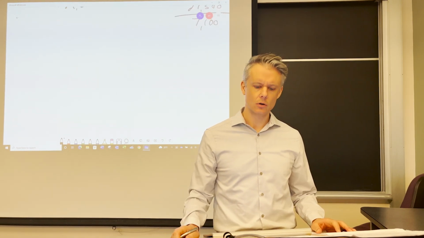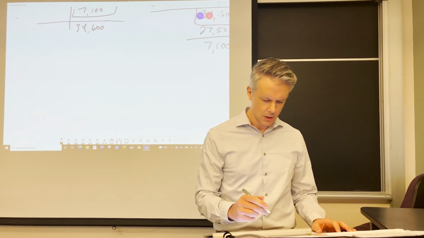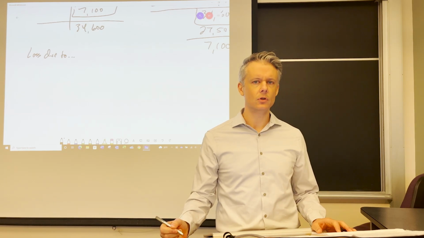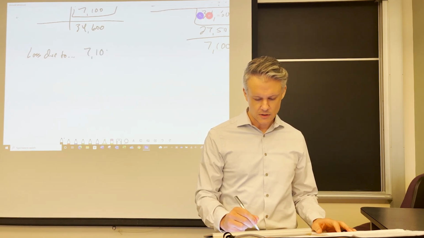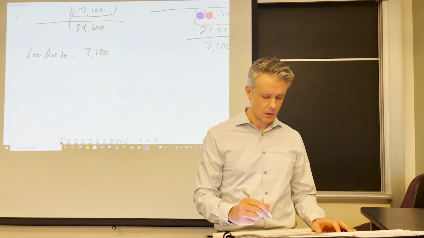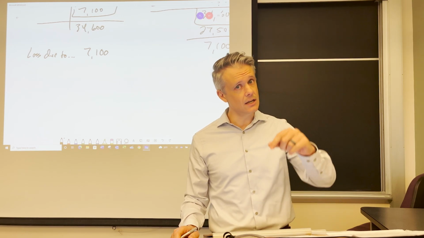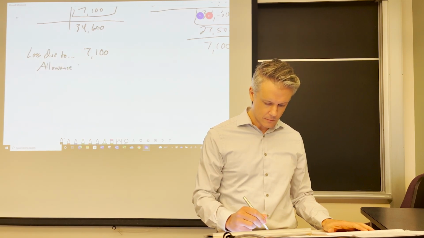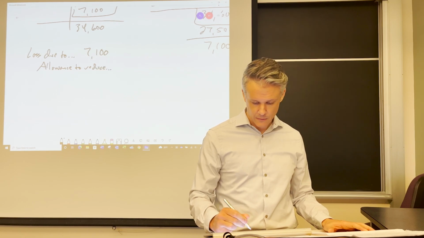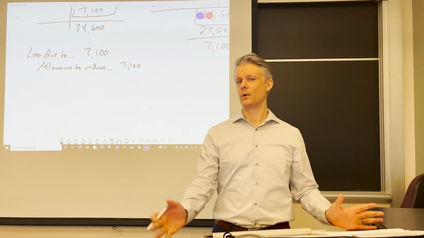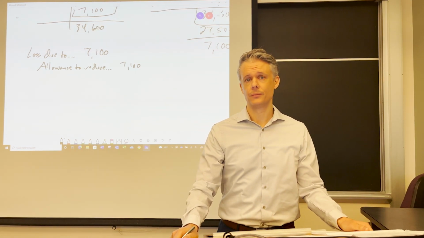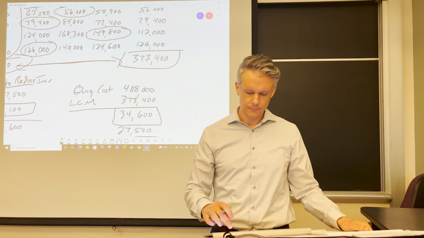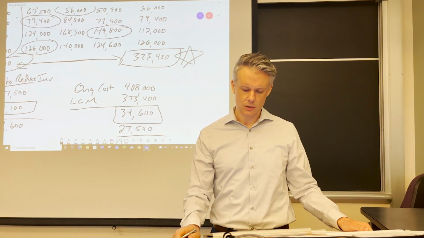So let's take care of this journal entry, and this will get us to the point where we need to be. Our loss due to decline in inventory for this period is $7,100. What's the effect on the income statement? This decreases net income. Let's take care of the credit. This is our allowance to reduce inventory, this is going to be $7,100. What's this going to do? It's going to increase our allowance account, which is going to decrease our carrying value of inventory down to where it should be at $373,400.